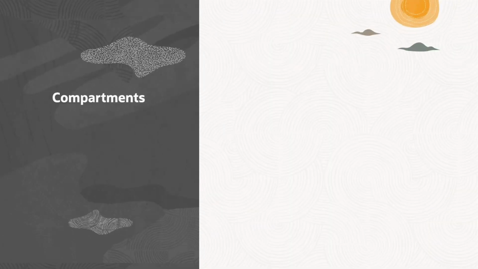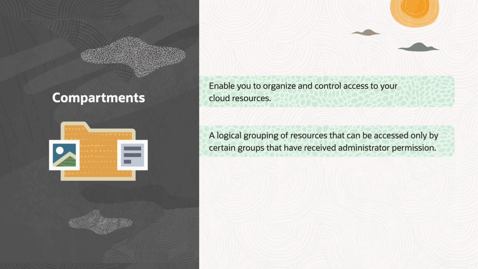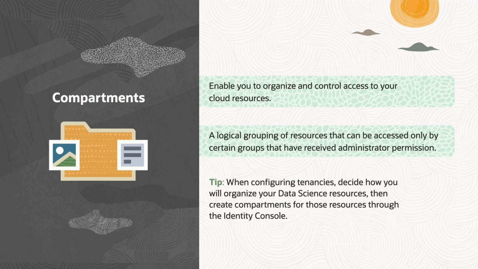Starting then with compartments. They allow you to organize and control access to your cloud resources. A compartment is a logical grouping of resources that can be accessed only by certain groups that have been given permission by an administrator. When configuring your tenancy, the first step is to make a plan of how you will organize your data science resources going forward.